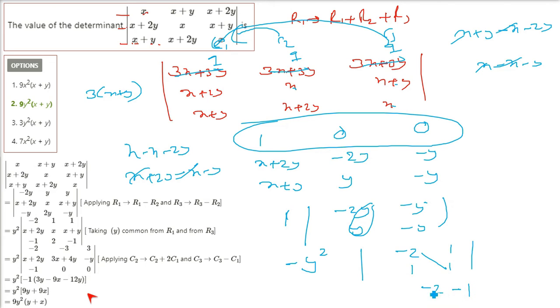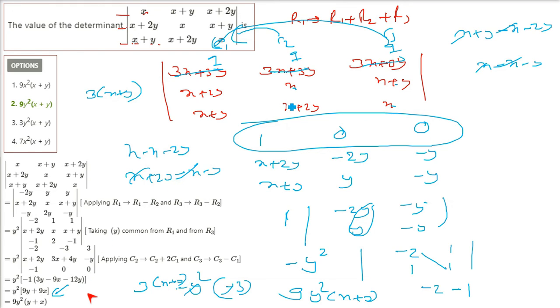So minus 3, minus y square was already there, 3 times x plus y was already there. So minus minus gets cancelled. 3 times 3 is 9. So you get 9y square into x plus y. And that is going to be your answer. Okay.